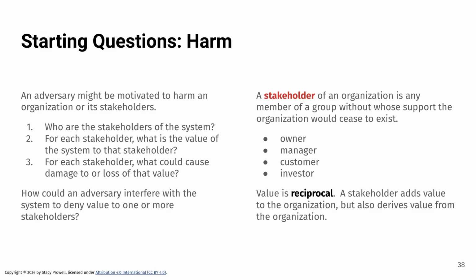Okay? So going through this process will lead us to think about ways in which an adversary can harm us by breaking this value chain with one of our stakeholders, right? Maybe part of this is that we maintain customer data, and all that customer data is lost, and we lose our ability to do that particular mission. Maybe we lose our customers as a result of this. We might lose investors. This begins to break things down, and it's a problem. So how could an adversary interfere with the system to deny value to one or more of our stakeholders?